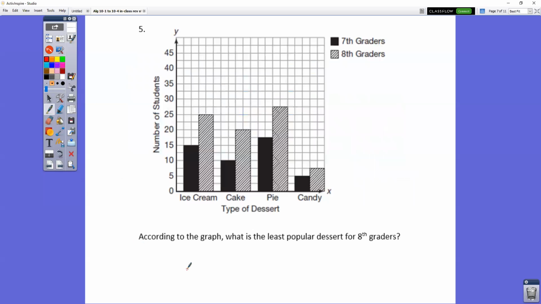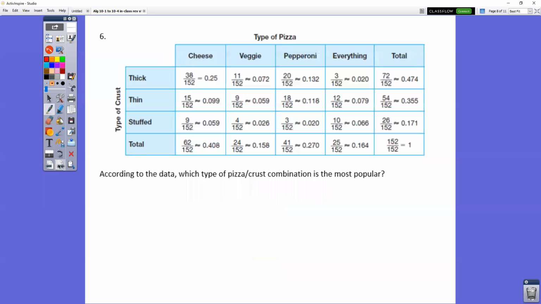Take a look at number 5. According to the graph, what is the least popular dessert for 8th graders? Notice that 8th graders is the striped bars. So I'm not looking at the solid bars at all. I'm looking at the 4 striped bars. The least popular would be the lowest bar. So this would be candy, because that's the lowest.